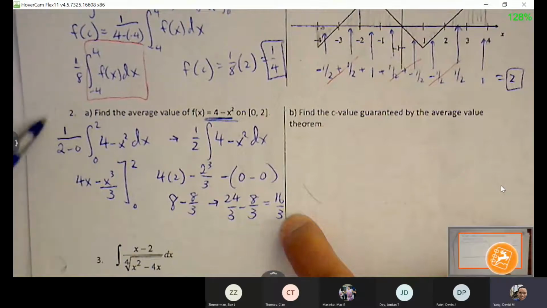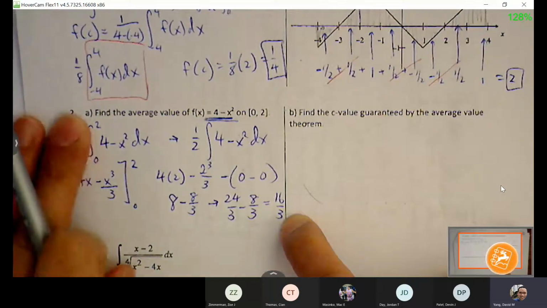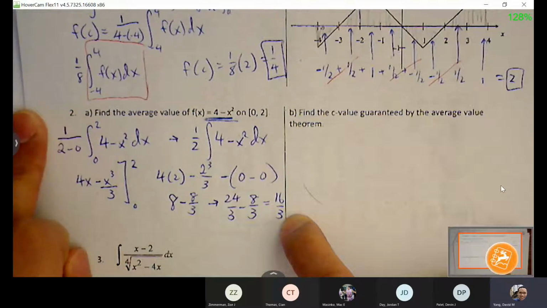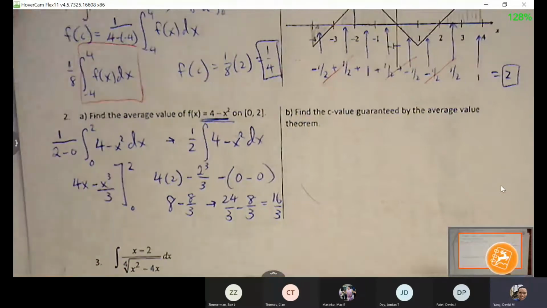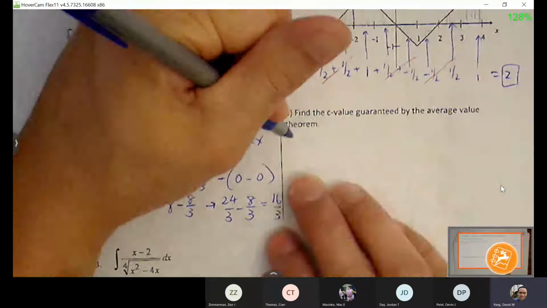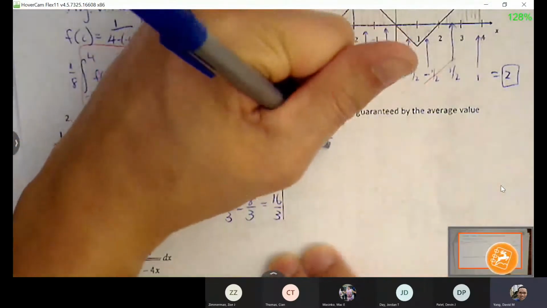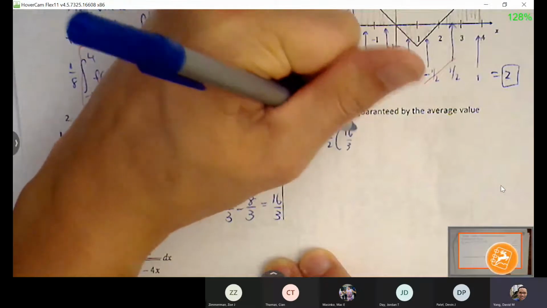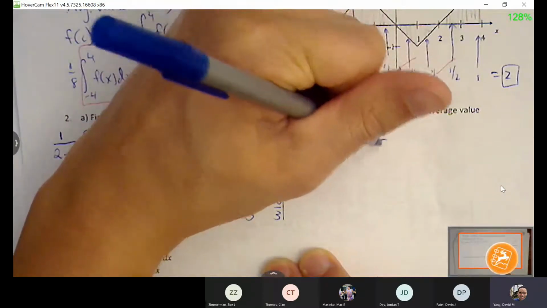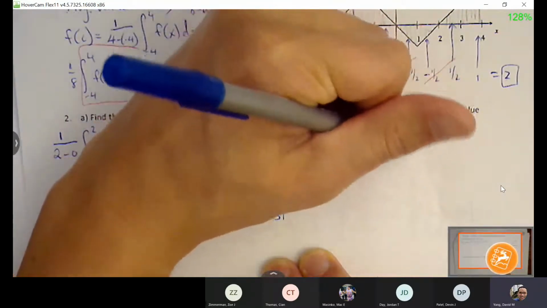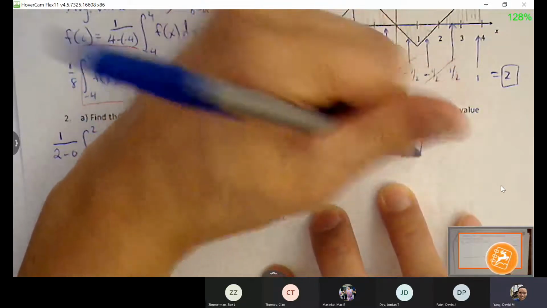Still don't forget about the 1/2, right? We found all this being 16/3. We still got to involve the 1/2. Let me bleed into part B here. So f of c, my average value is going to be 1/2 times 16/3, which is 16/6, which is 8/3. So that's the answer for part A.